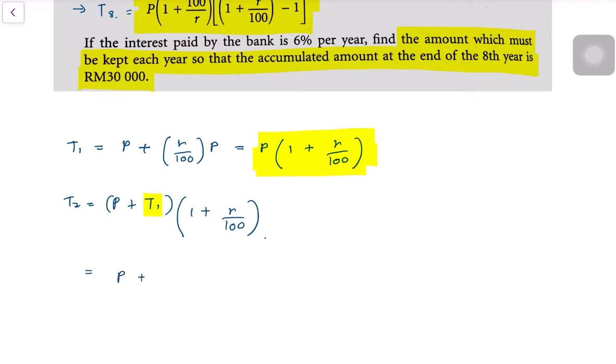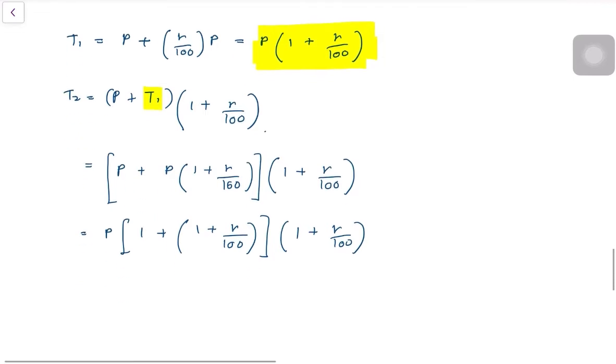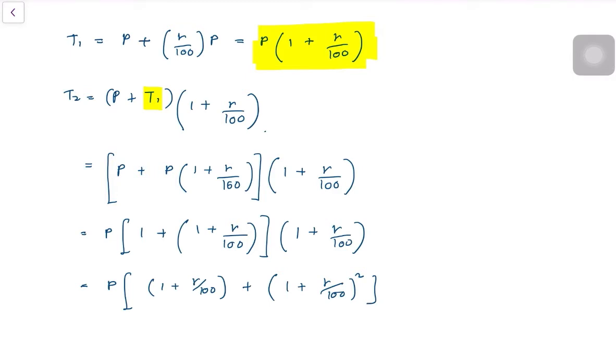Then I should have P plus P multiplied with 1 plus R over 100, and this I should multiply with the interest of 1 plus R over 100. Before multiplying this interest, I'm going to factorize P, giving 1 plus 1 plus R over 100, which is multiplied with 1 plus R over 100. Then I'm going to expand this as 1 plus R over 100 plus 1 plus R over 100 squared. So this is the expression for my second term.